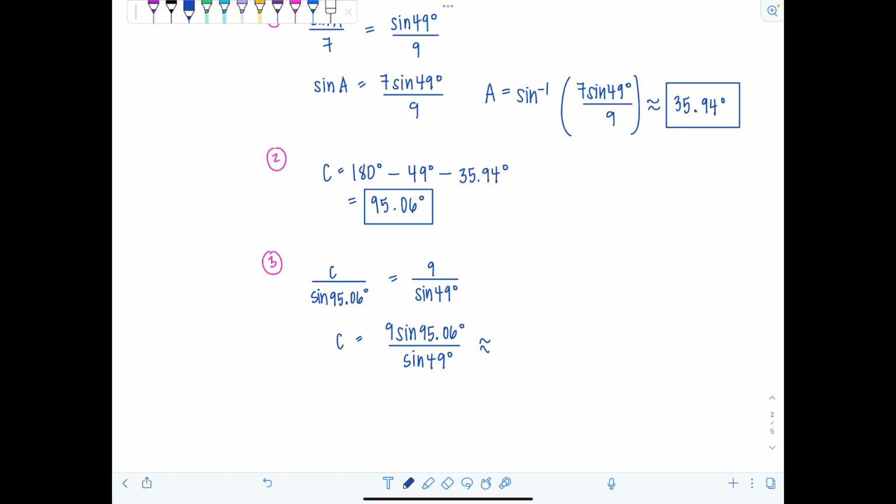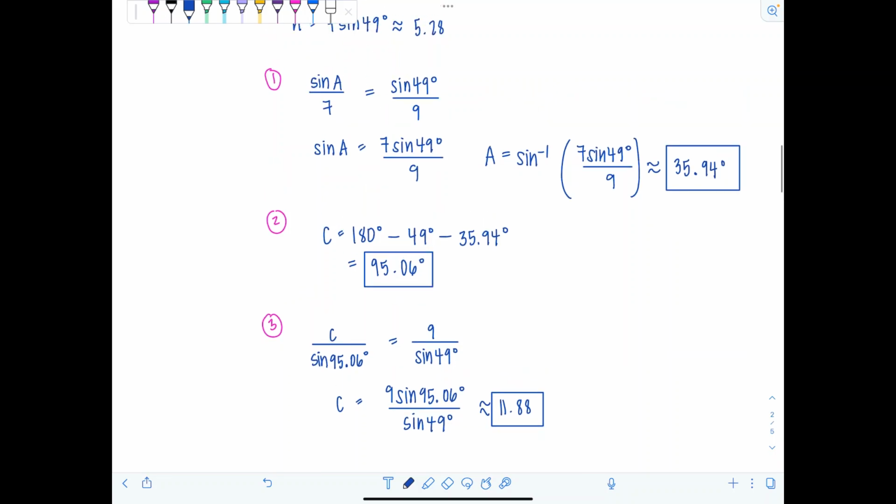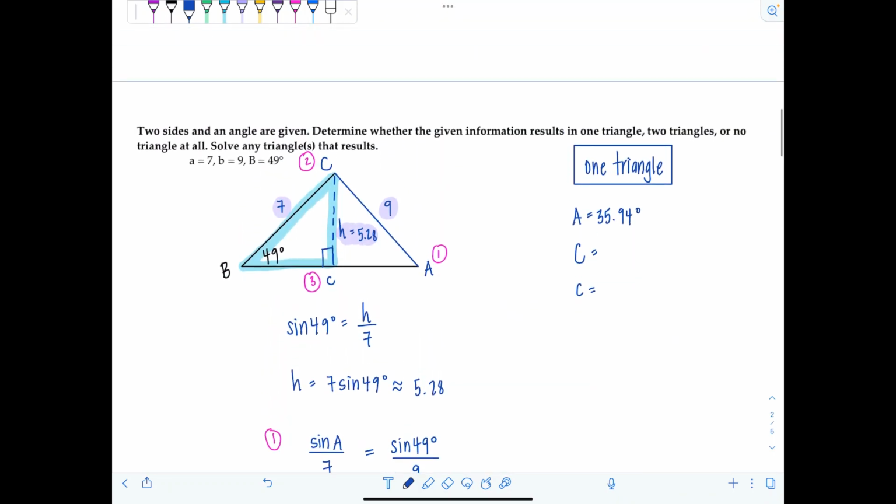Divided by sine of 49, and this is about 11.88. I don't think they gave me any units. It feels a little weird not to have any, but whatever. So 95.06 degrees and 11.88. Okay, so that one's done.